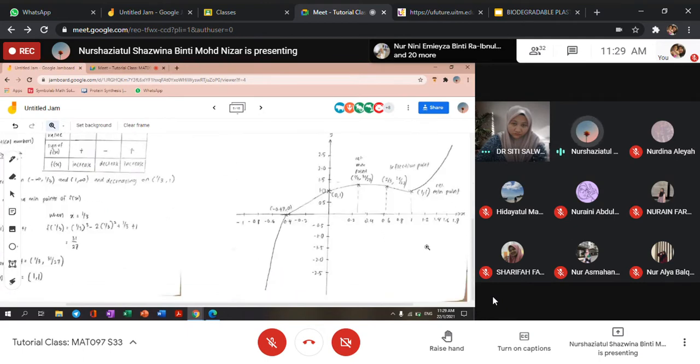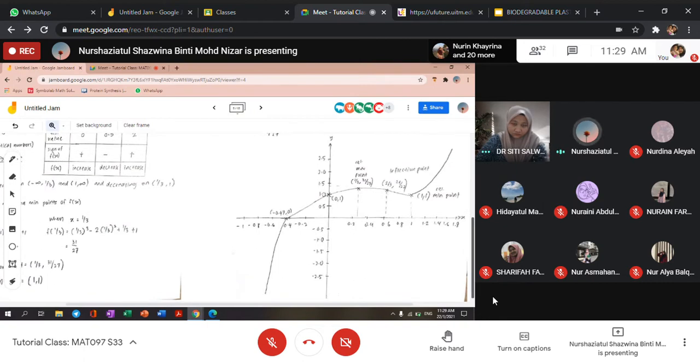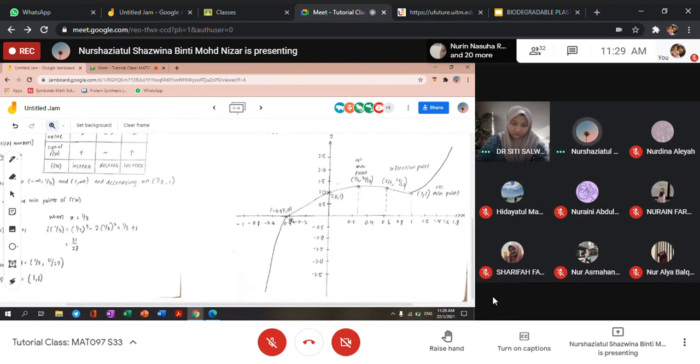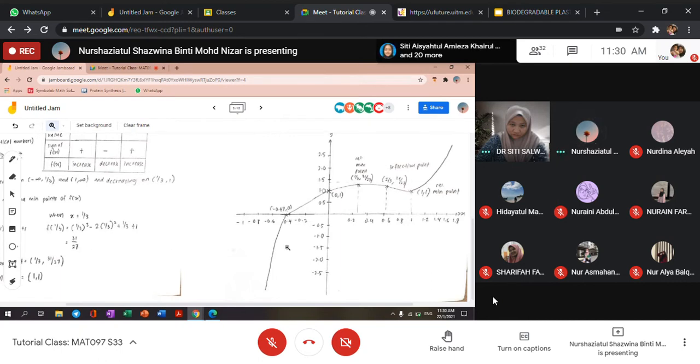And here is the result of my graph. I have already substituted all of the points into my graph, and this is the x-intercept, this is the y-intercept, and this is the relative maximum point, inflection point, and relative minimum point. And I got this shape of the graph for my f(x). So yeah.